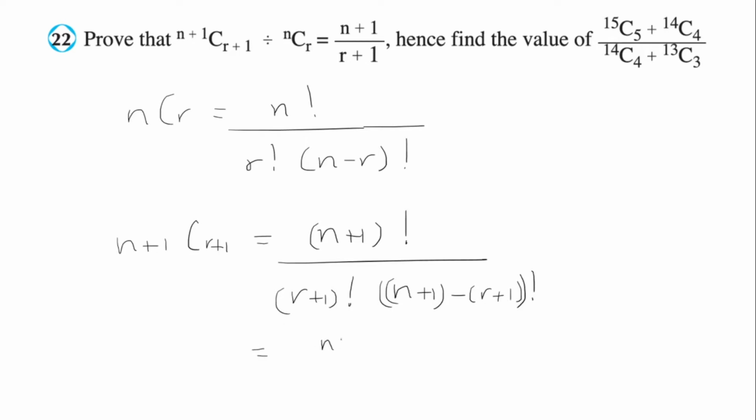I'm going to simplify this. I'm going to leave the top the same. I'm going to leave r plus 1 factorial the same. And for this one, I'm going to subtract the 1's, so those are going to cancel, and I'm going to be left with n minus r factorial.